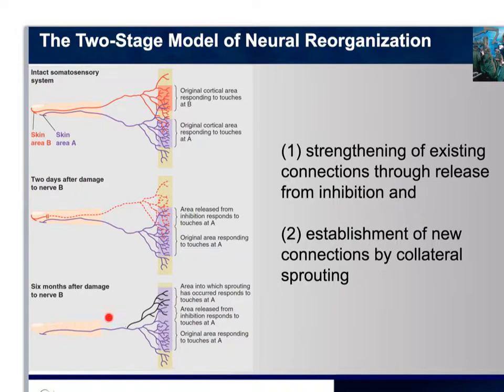About 6 months after the damage, you could see that nerve B would have been completely eliminated, but now there would have been a collateral sprouting of some branches of axons that would now occupy this area here. Notice how it went from being this small at the cortical area. Now, because of the absence of B, there is this competition for cortical space, and this would have allowed for the establishment of new connections, even though we do not have the skin area B present anymore.